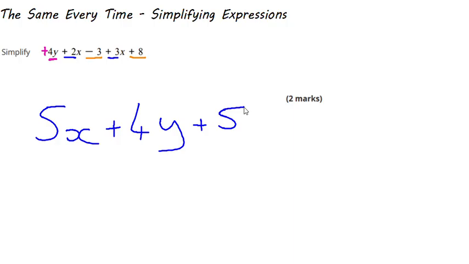A mistake that some people make is trying to simplify the answer just into one piece. Well, you can't do that. The x, the y, and the number, they're all different things. So we can't put them together into one piece. Your final answer has to stay like this, 5x plus 4y plus 5. That's our final answer. The same every time.